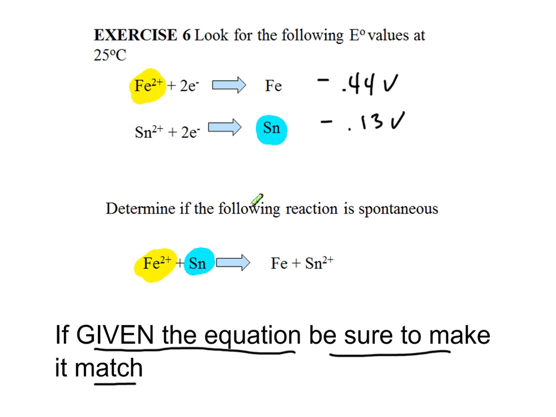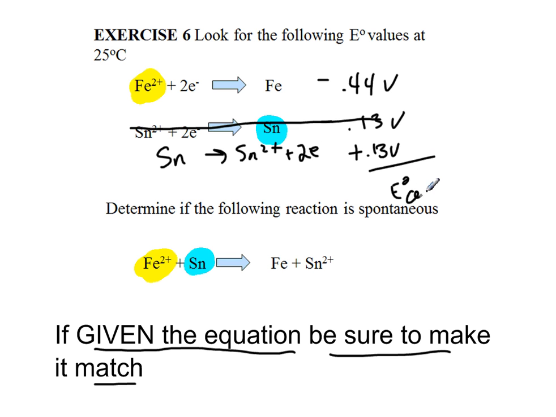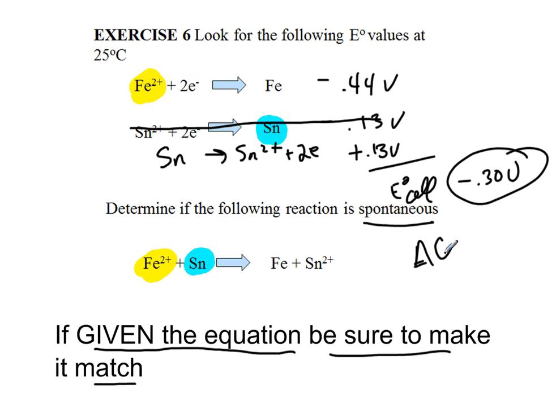So when I go to flip this one, I basically do this. I'm going to change this to positive 0.13 volts. So then I end up with Sn arrow Sn2 plus 2 electrons. Ultimately, when I go to find the E cell value, when I add it together, I get negative 0.30 volts. That means it's non-spontaneous or non-favorable. Non-favorable reaction, which means my delta G is going to be positive, my K eq would be less than 1. So those are key things you want to think about. If you're given the equation, make it match.